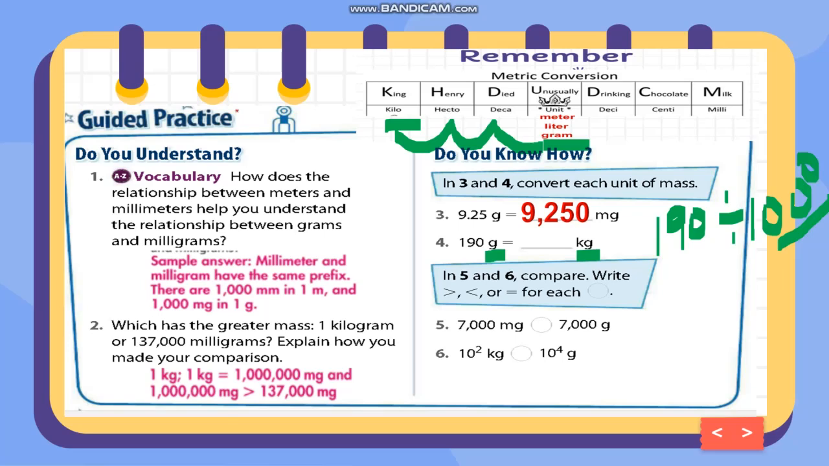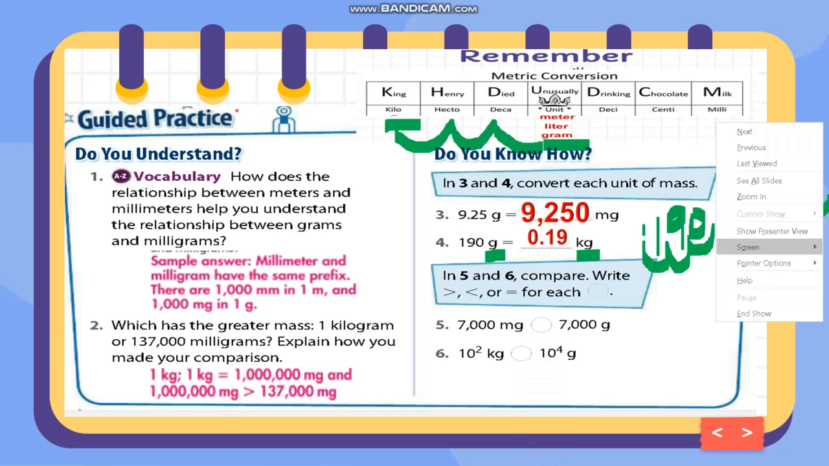If there is no decimal from the given, start from the end. If there is a decimal, start from the decimal point. So since the given is 190 and there is no decimal, I will start at the end, then go to the left 3 times because I have 3 zeros. 1, 2, and 3. So my decimal point is here. So the answer is 0.19 or 0.190. That is also correct.